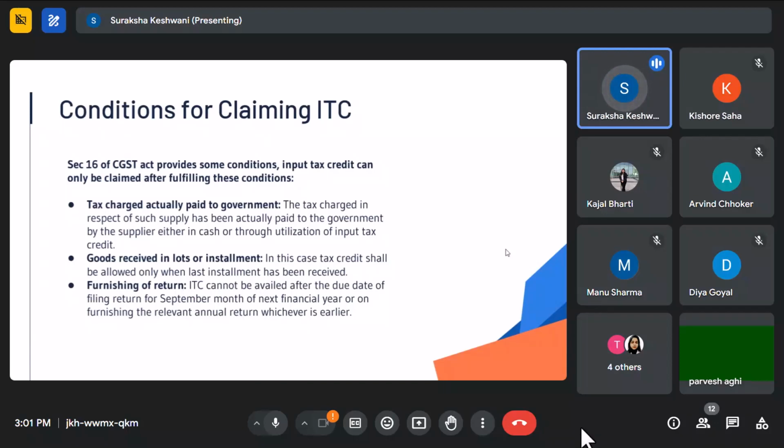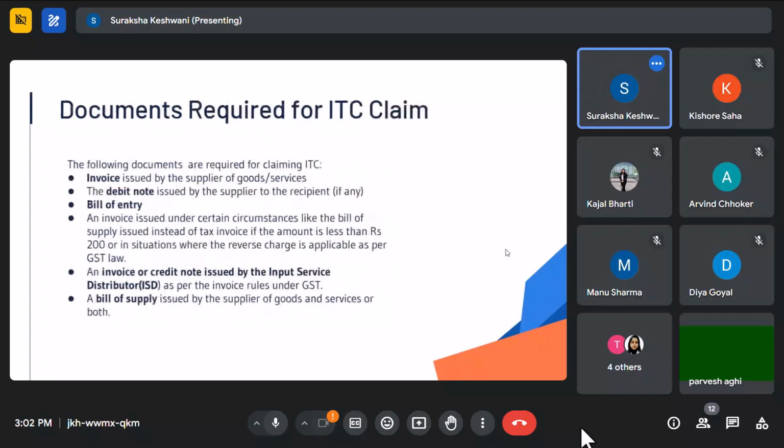So whenever we get the last installment with us, then only we can claim the ITC. Lastly, furnishing of return. ITC cannot be claimed after the due date of filing the return for the September month of the next financial year. So basically, the person who wants to avail the ITC, their returns have to be filed on the due date and claimed. After that, only they can claim the ITC.